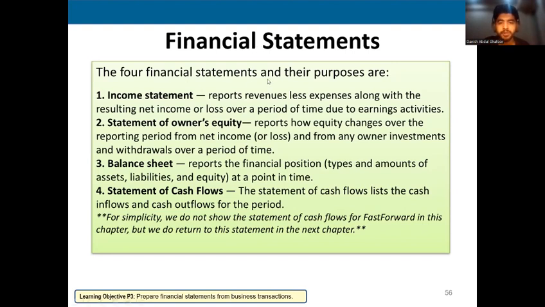Now, financial statements. The four financial statements and their purposes are: the income statement reports revenues less expenses along with the resulting net income or loss. In the income statement, we show revenue minus expenses. Statement of owner's equity: from the income statement, the net profit or loss figure goes into the owner's equity part. Then the ending balance from the statement of owner's equity goes to the balance sheet. The balance sheet reports the financial position: assets equal liabilities plus owner's equity. Then the statement of cash flow shows how much cash is with the company. Maybe a company has a very high amount of assets, but its cash balance is not good because it is working more on a credit basis.